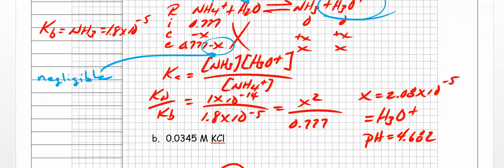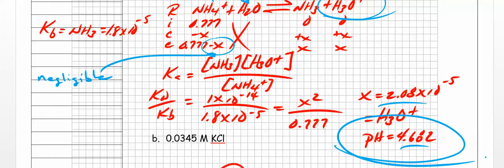You do that on your calculator, and you're going to get 2.08 times 10 to the negative 5. Check me on the calculator. That's your hydronium ion concentration, your H3O plus concentration, to 3 significant digits. And so let's do the pH. pH is equal to minus the log of the hydronium ion concentration. When you do that calculation to 3 significant digits, that's 3 numbers to the right of the decimal, I get a pH of 4.682.